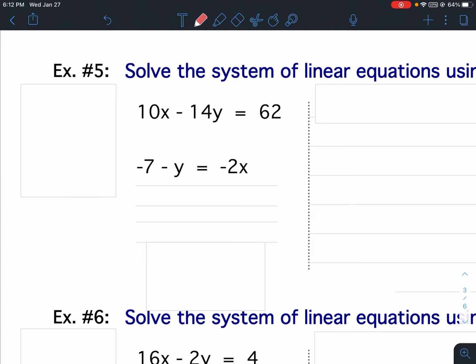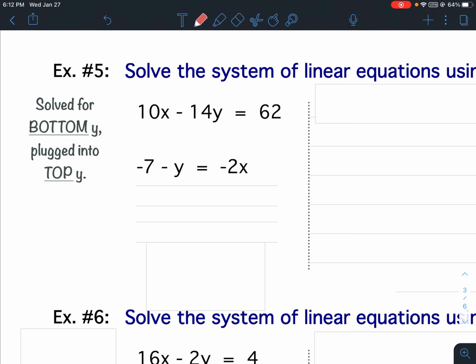Because I don't want to deal with any fractions, and since this is just a negative 1 coefficient, that's the variable I'm going to solve for. So solve for the bottom y, plug it into the top y. Pause your video, write that down.